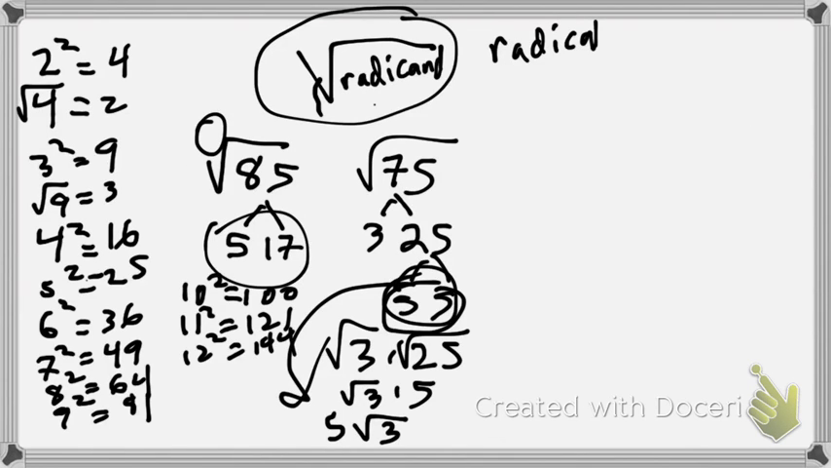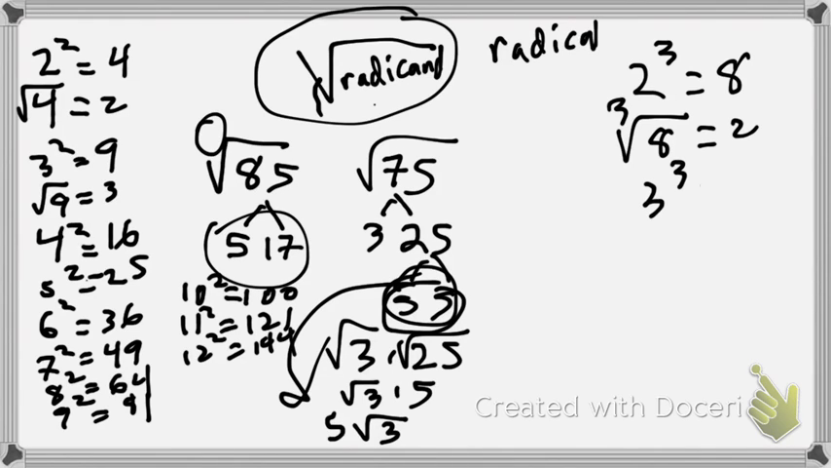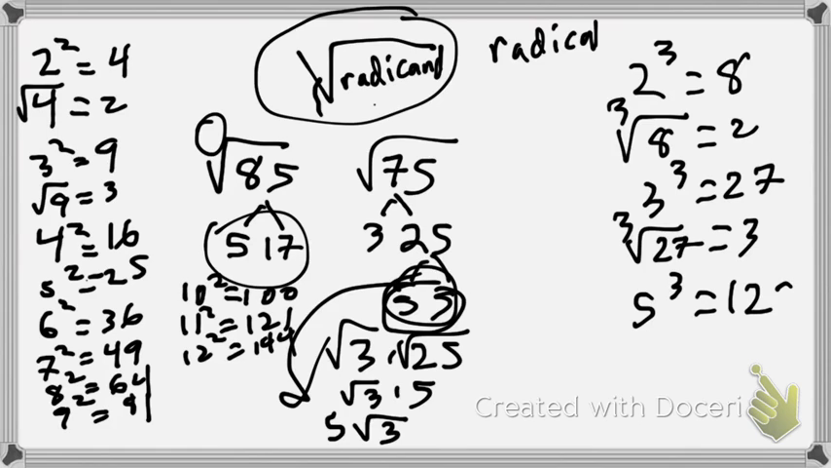So it's important to understand, and I just did squares up to 12, that squares and square roots are inverse operations, just like cubes and cube roots are inverse operations. So I'll do those over here. So like 2 cubed is 8, which means that the cube root of 8 equals 2. 3 cubed is 27, which means that the cube root of 27 equals 3. 5 cubed is 125, which means the cube root of 125 equals 5.